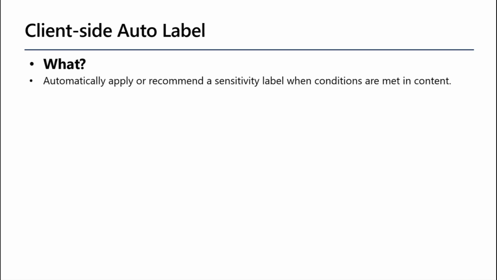So let's start by talking about the MIP auto label feature. Today, we will talk about the client-side auto label, where in the next episode, we will talk more about the service-side auto label. So what is the client-side auto label? Simply put, it's the ability to automatically assign or recommend a sensitivity label to files and emails when it matches specific conditions that an organization specifies.